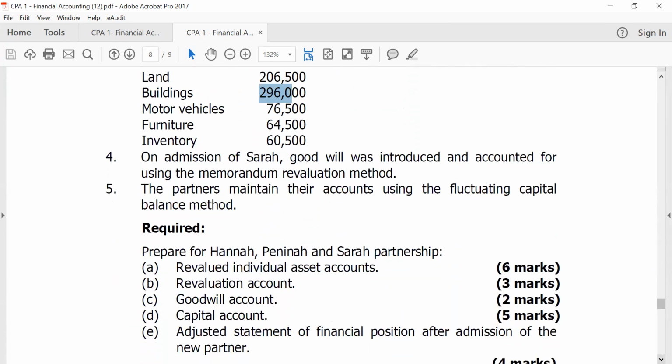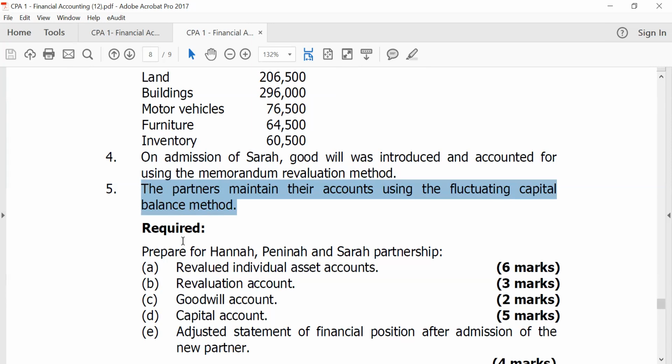Then they also proceed to tell us that on admission of Sarah, goodwill was introduced and accounted for using the memorandum revaluation method. And then they're telling us the partners maintain their accounts using the fluctuating capital balance method, okay? So we are trying to see terms here that you need also to basically understand, okay? What is fluctuating, what is floating, and so on, and how would that impact even how we calculate our question.